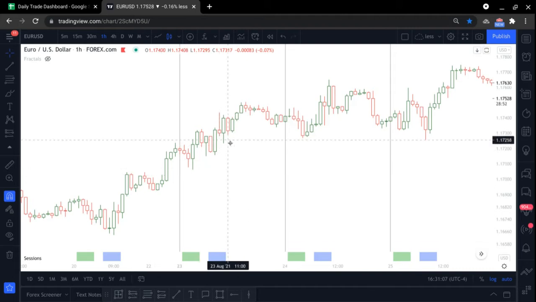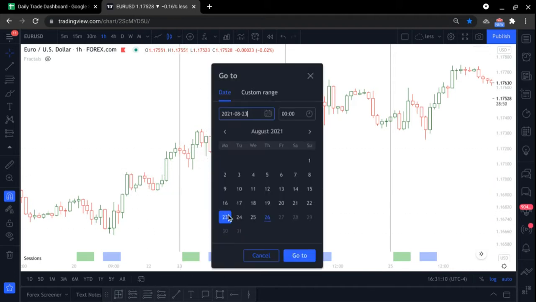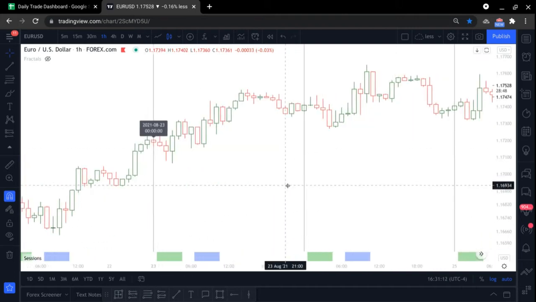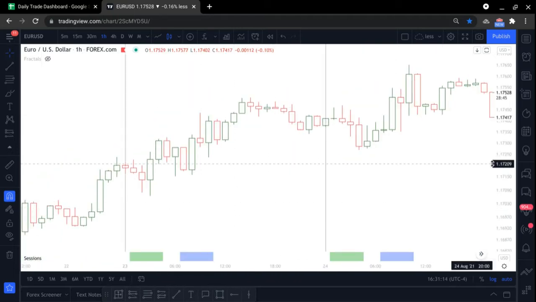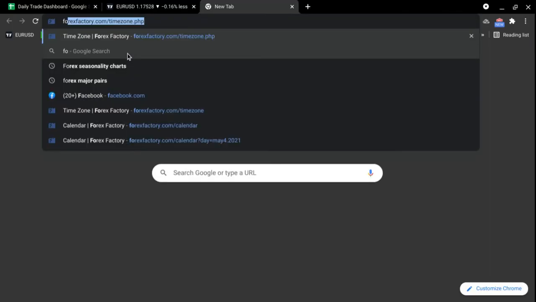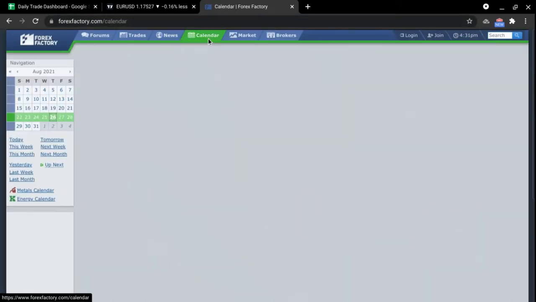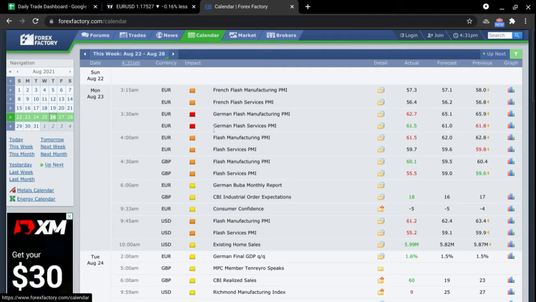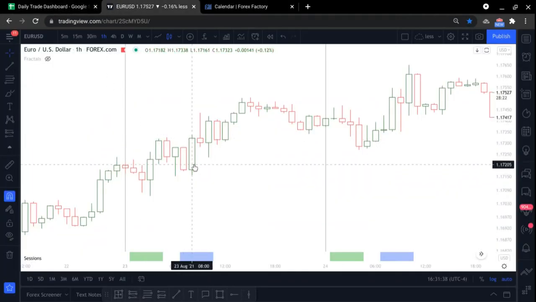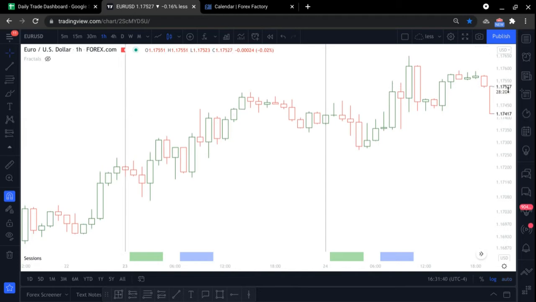So let's start with Monday, the 23rd of August. On Monday, I believe we had some medium impact news on Euro USD. We had high impact at 3:30, but during our New York session, between 7 and 11 generally, we had some medium impact news at 9:45.